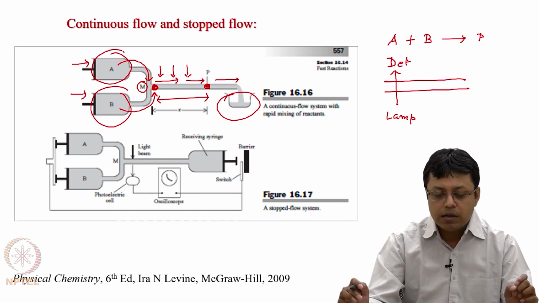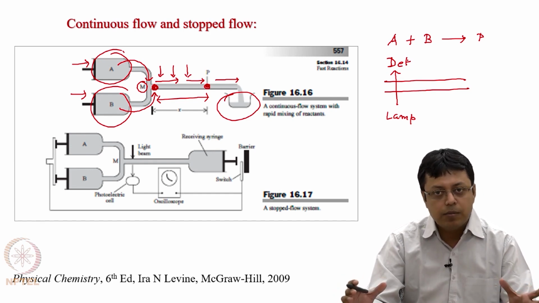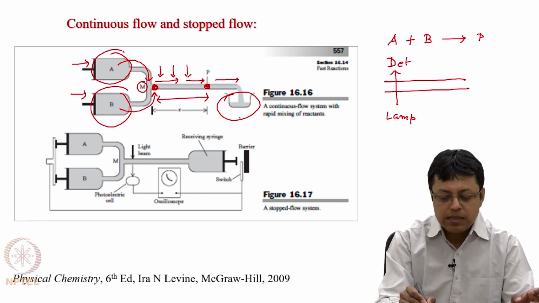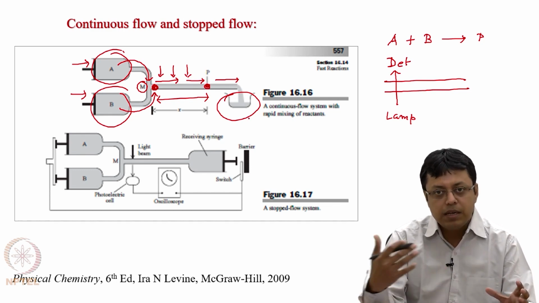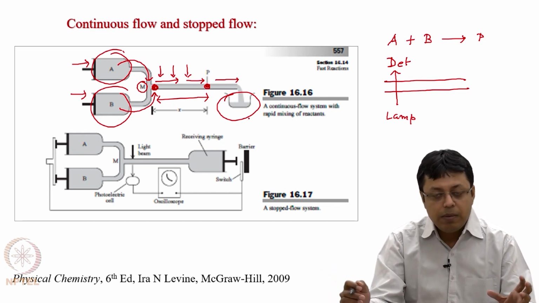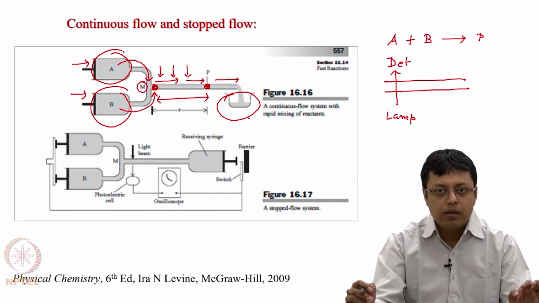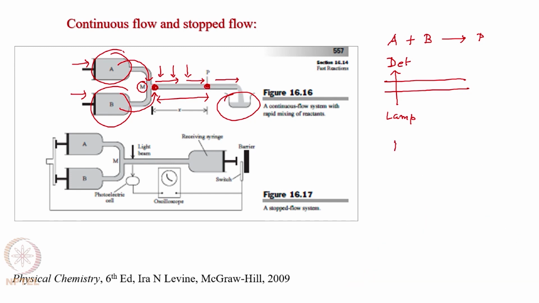Now the problem with this flow method, known as the continuous flow method, is that you need a very large amount of sample, because the sample, as you can see, is ultimately wasted. The mixture is being collected in a vessel. In many cases you do not have that luxury. Suppose you are working with a very small sample, particularly for biological samples, suppose you are working with an enzyme and you want to study this enzyme-substrate kinetics, how it is giving rise to the product.